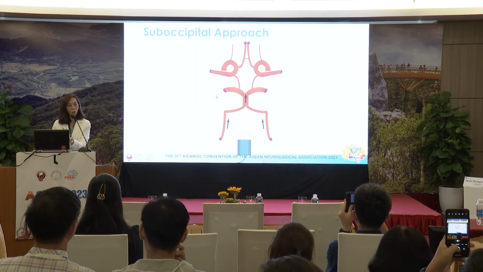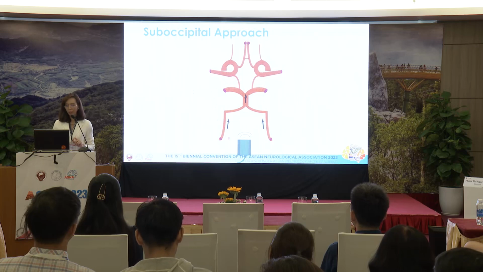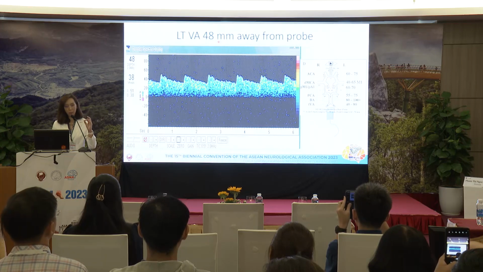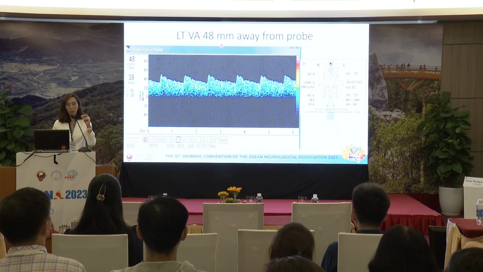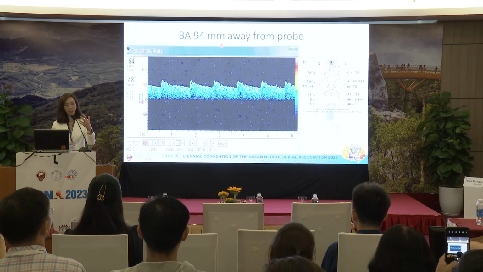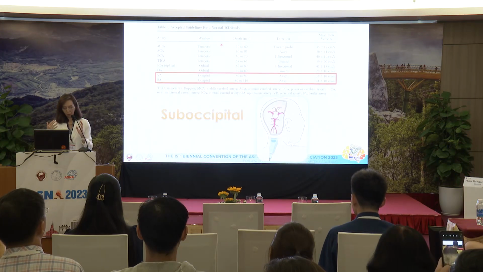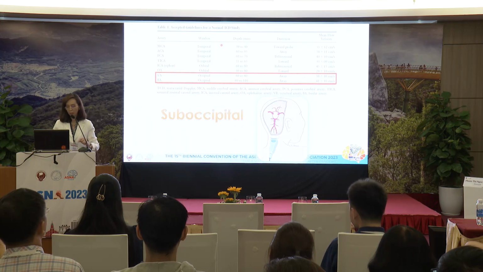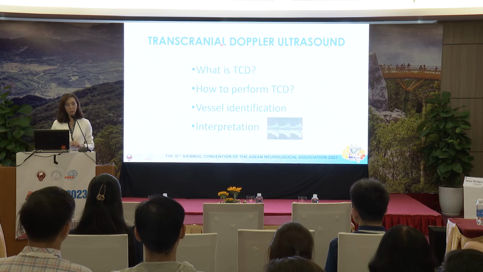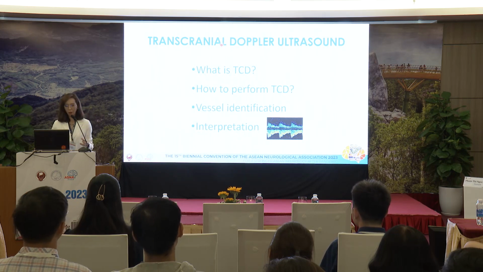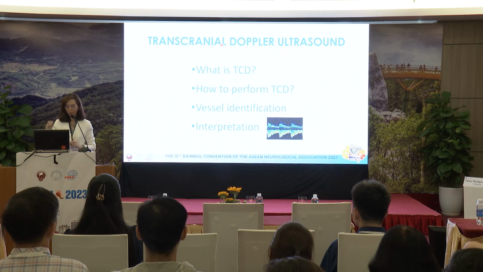And then the suboccipital or transforaminal approach is at the back. You'll be looking at the vertebral artery here, at a depth of 40-something, and moving deeper and deeper. When you reach around 80, it's likely that you'll be reaching the basilar artery, and you just follow the artery along. So at the end, you'll get the vertebral and basilar artery from the suboccipital approach. So you can identify those vessels by looking at the probe, the direction of flow, and also the way that you put the probe on.